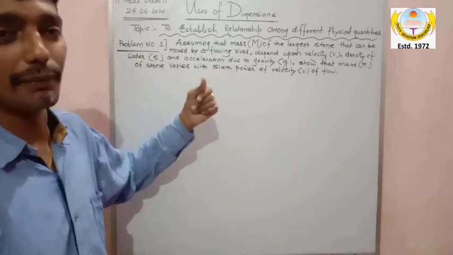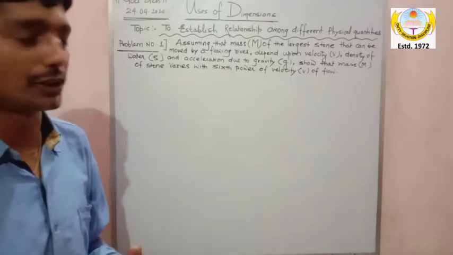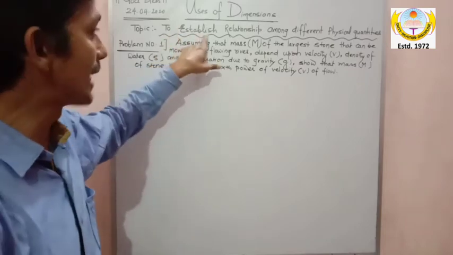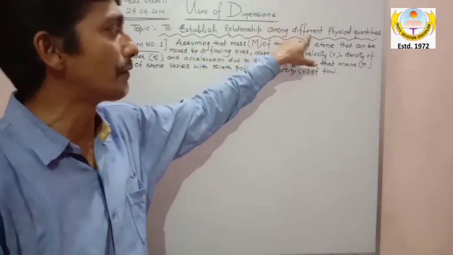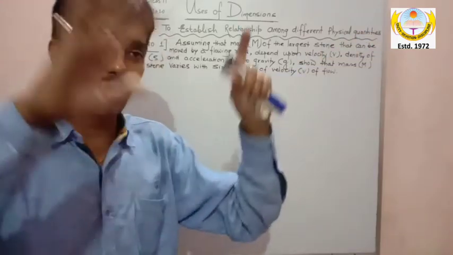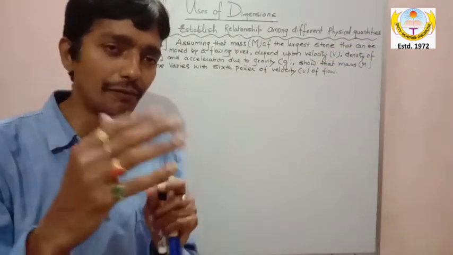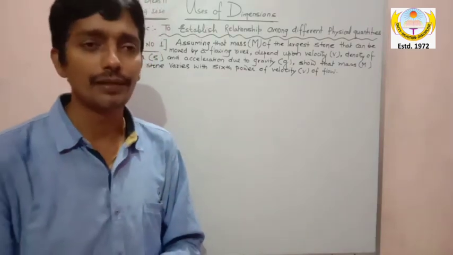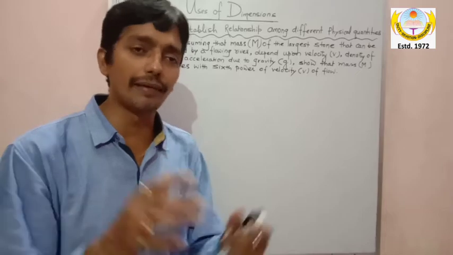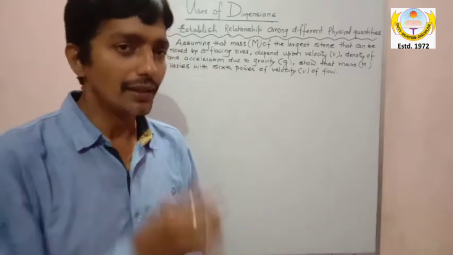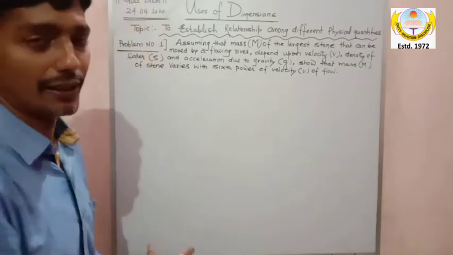Now today I am taking, my dear, the next use of dimensions, and what is the use of dimension you should be aware of? To establish a relationship among different physical quantities. What is the question? There are many physical quantities given, say 4-5, or 4 physical quantities are given to you, and you have to establish the relationship among those physical quantities. Am I clear? For example, my dear, the question is in front of you.